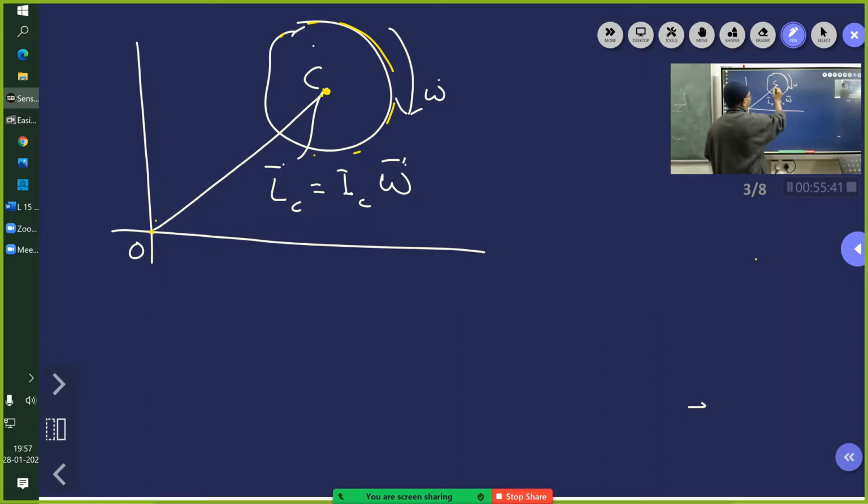And if this body also has velocity VC, then this body has angular momentum with respect to this point, plus it also has angular momentum about the center of mass. Then the total angular momentum about this point will be the angular momentum of this about this point plus the angular momentum of this about this point. Those are the things we are going to understand now step by step.